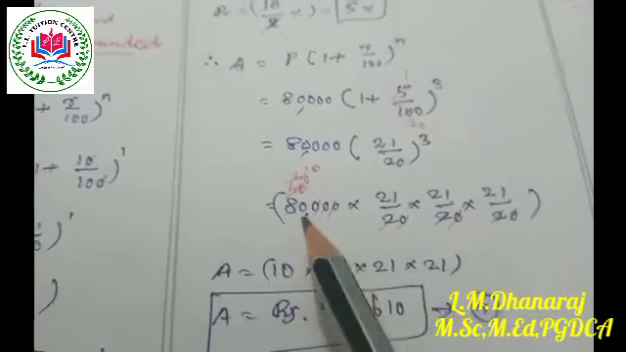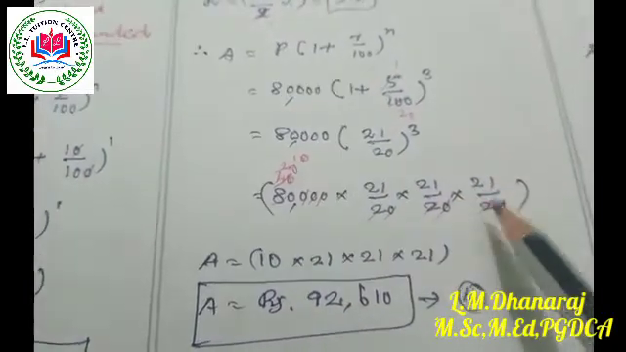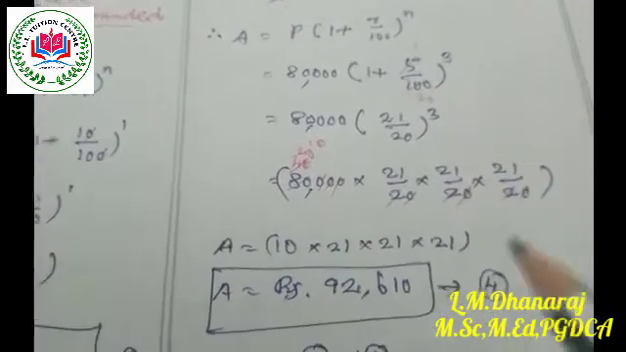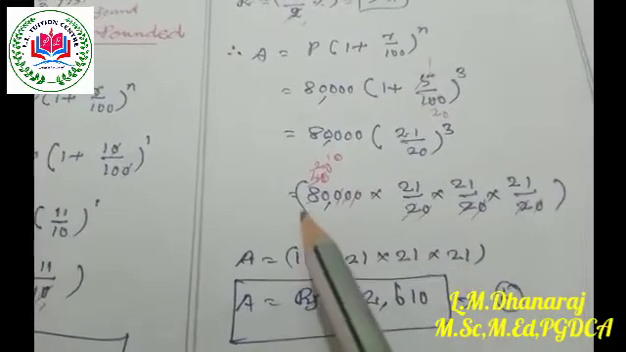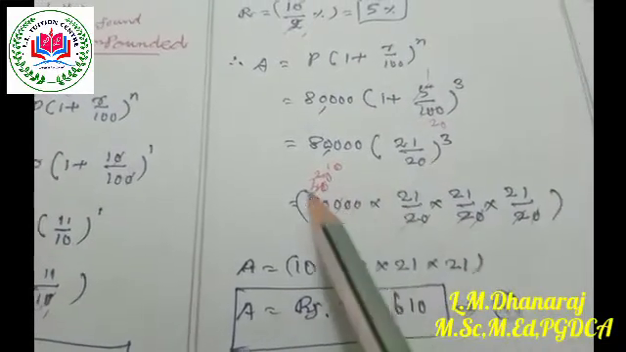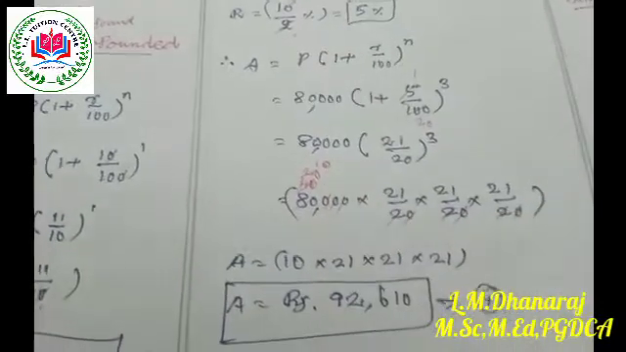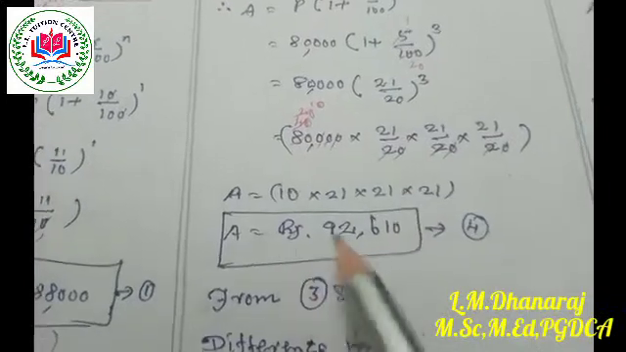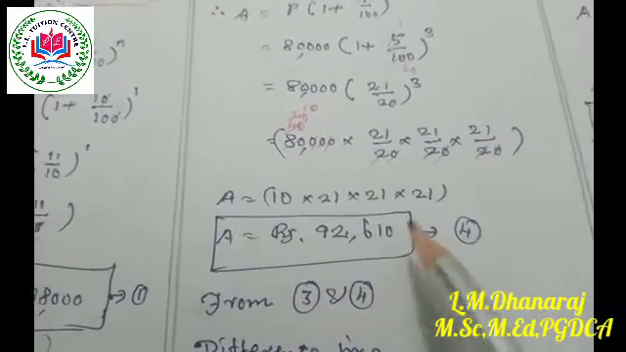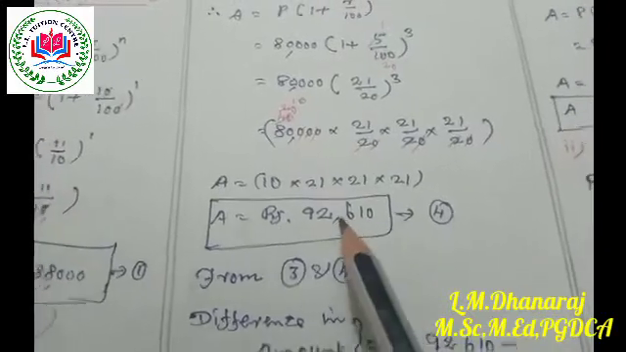This is 80,000 into 21/20 into 21/20 into 21/20. So 3 zeros can be cancelled, and 1 2s are 2, and this is 40 times. Again, 2 into 20 times, 10 times. 10 into 21 into 21 into 21, that is 92,610. Okay. So what is the difference between these two amounts?